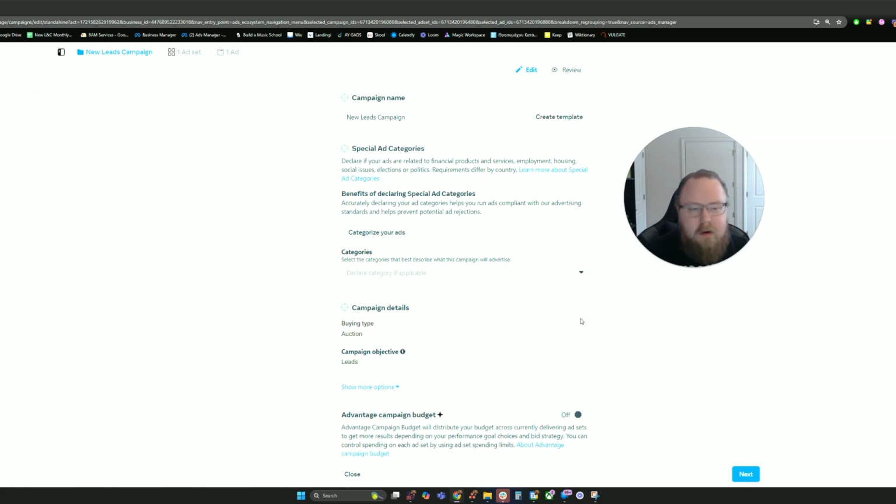So most of the things that we're going to be talking about today are actually in the ad set level. Okay, so Facebook ads have 3 levels. They have the ad level, they have the ad set level, and they have the campaign level.